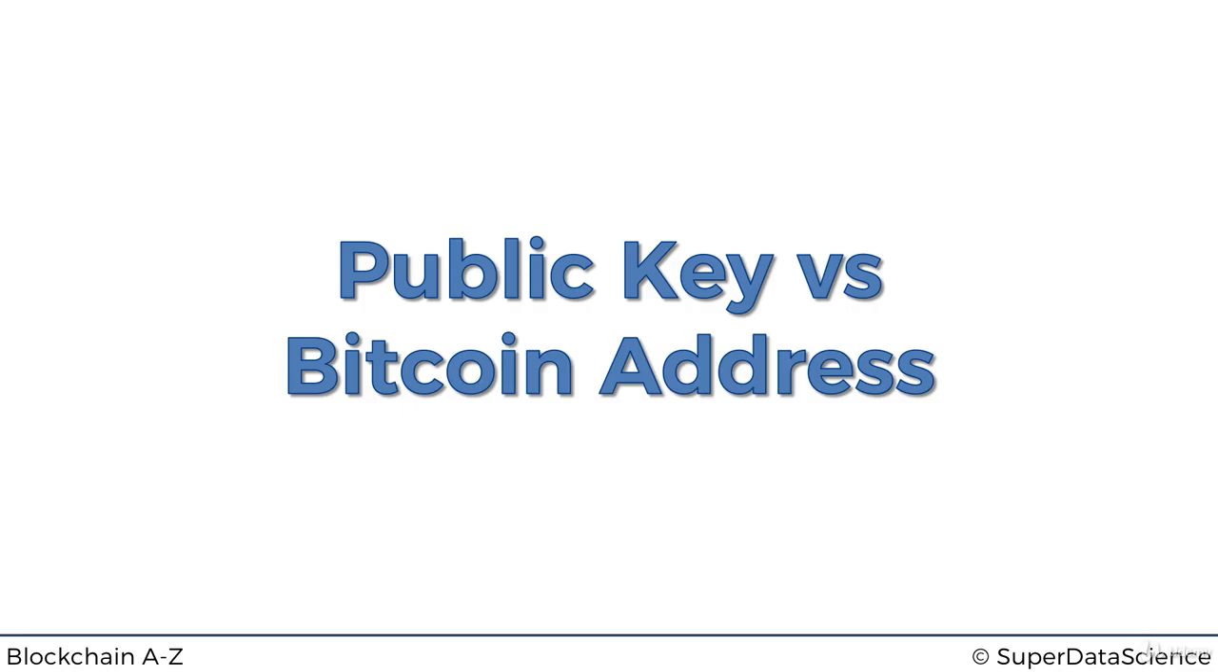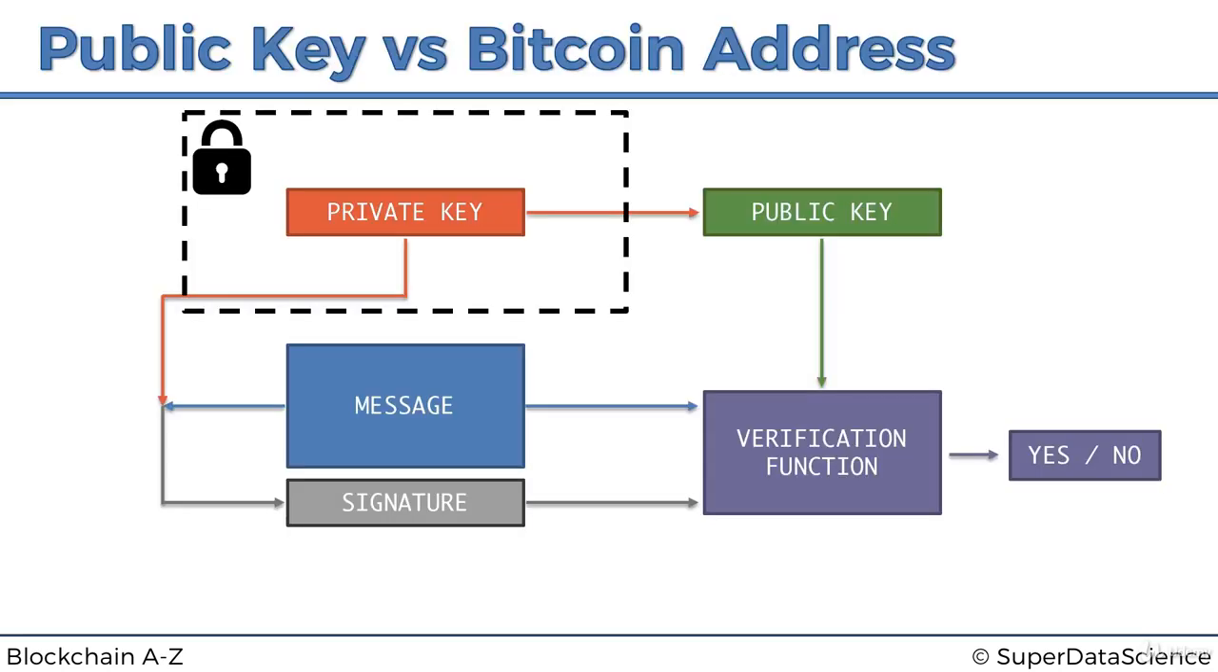All right, so let's have a look. So here's our diagrams up to now. We've got our private key, which generates the public key. The private key is used to create the message, and then together with the message, they create the signature. And then the public key, message, and signature all go into the verification function to get a yes/no answer.